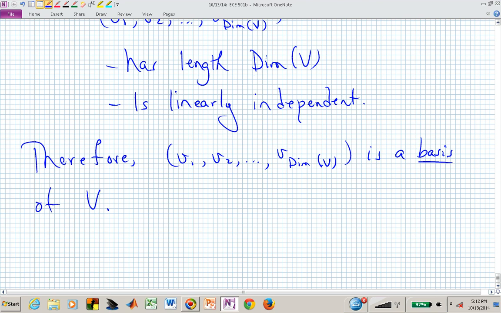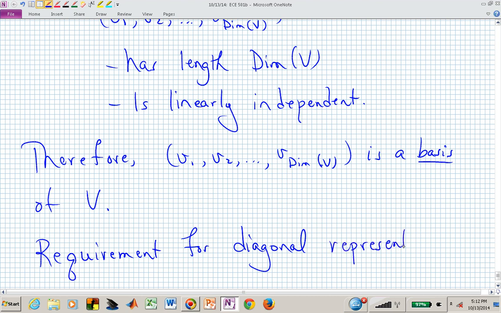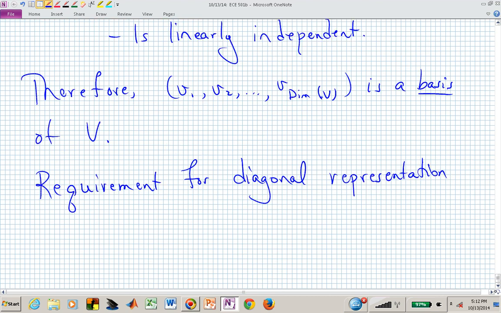And what did we need for a matrix to be diagonalizable? We needed the basis to be eigenvectors, and that's what we just showed. Requirement for a diagonal representation is a basis of eigenvectors, and that's what we just showed.